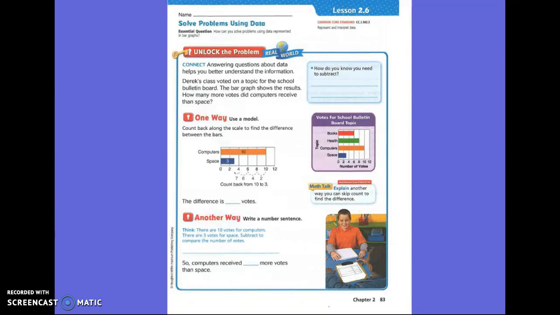Okay, now read the story. Derek's class voted on a topic for the school bulletin board. The bar graph shows the results. How many more votes did computers receive than space? What are we going to do in this problem?